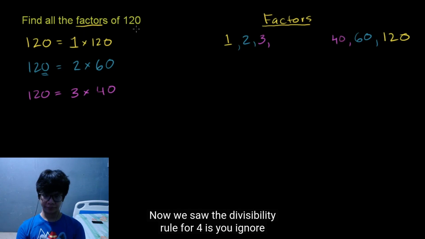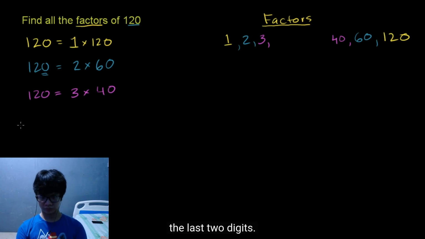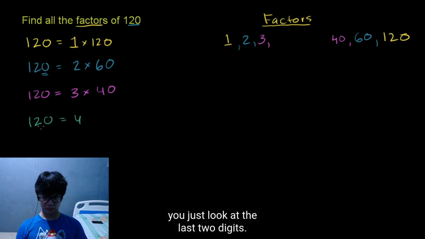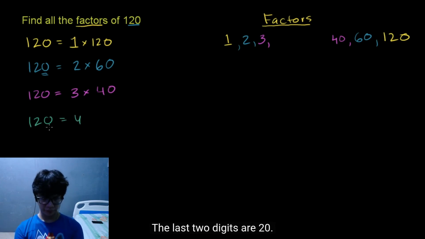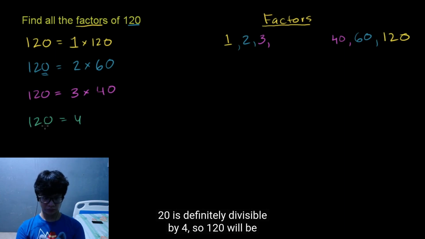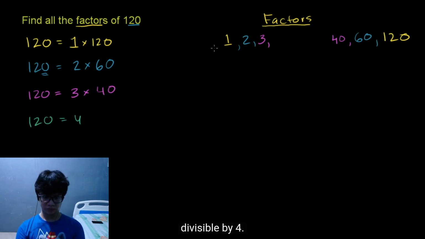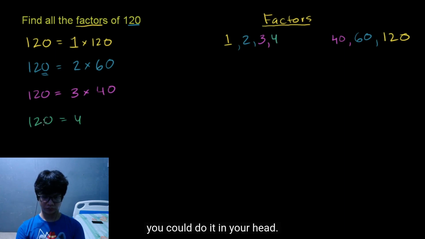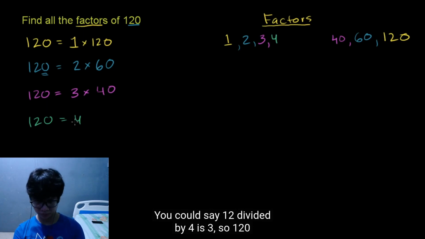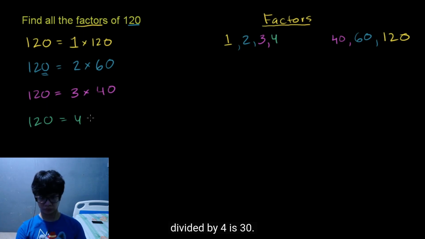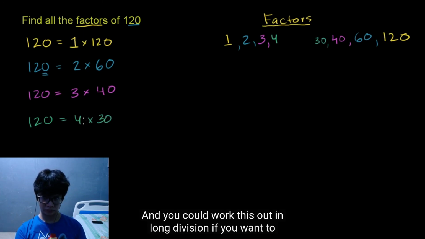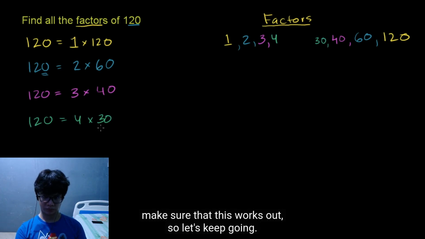Now let's see if 4 is divisible into 120. Now, we saw the divisibility rule for 4 is you ignore everything beyond the tens place, and you just look at the last two digits. The last two digits are 20. 20 is definitely divisible by 4. So 120 will be divisible by 4. 4 is going to be a factor. And to figure out what we have to multiply 4 by to get 120, you could do it in your head. You could say 12 divided by 4 is 3. So 120 divided by 4 is 30. So we have two more factors, 4 and 30. And you can work this out with long division if you want to make sure that this works out.